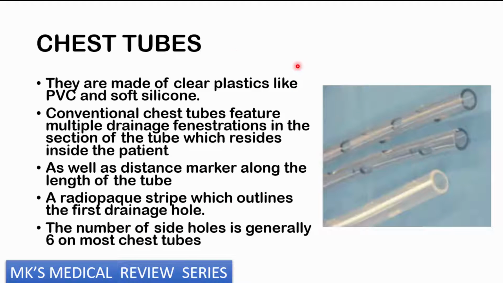And when you actually look at the chest tubings, they are going to be made up of clear plastics such as PVC, polyvinyl chloride, or soft silicone. And these conventional chest tubes have multiple holes or fenestrations in them, and they have a section of the tube where there's a marker such that it gives you an indication of how long a distance you should go. In addition to this, there's going to be a radiopaque strip that outlines the first drainage hole, and it allows you to visualize this tube on the x-ray. The number of holes usually varies, but generally you have 6 on most of these chest tubes.